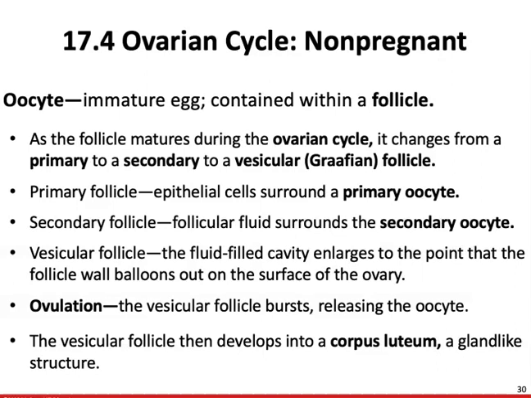So in the case of spermatogenesis, we start off with a single primary spermatocyte. At the end of spermatogenesis, we have 4 genetically unique sperm cells. In the case of oogenesis, we're going to start off with 1 primary oocyte, and we are going to end up with only 1 mature ovum or egg. And this is due to the production of those polar bodies.